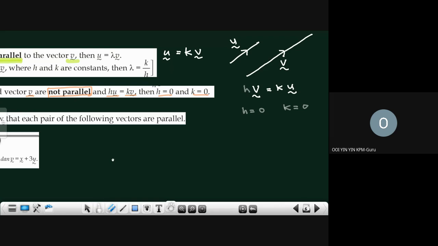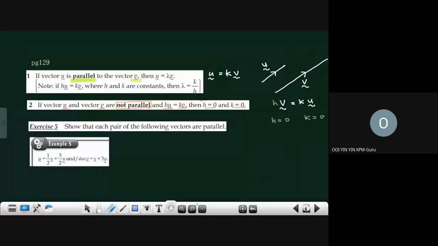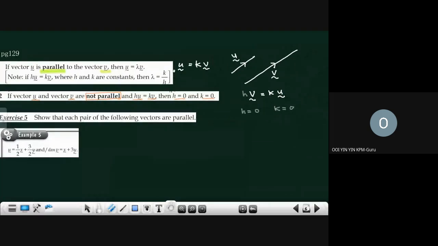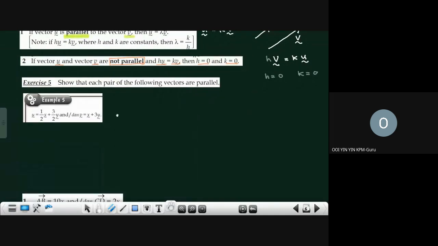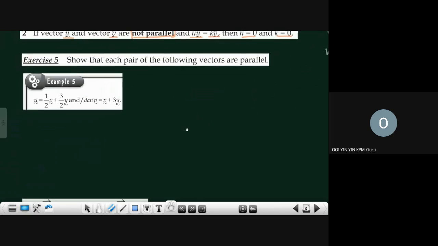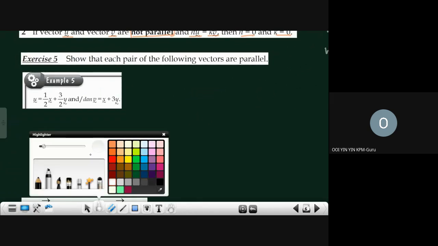Then now we want to use the knowledge we just learned, that is U equals KV. We want to apply this in these questions. Now show which pair of the following vectors are parallel. How to show it?